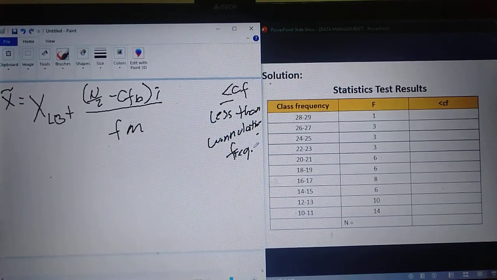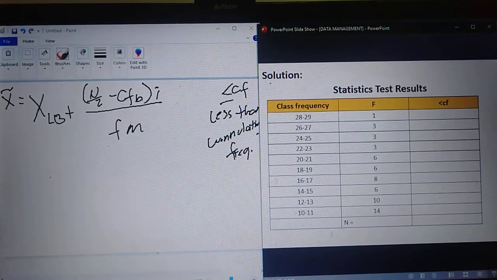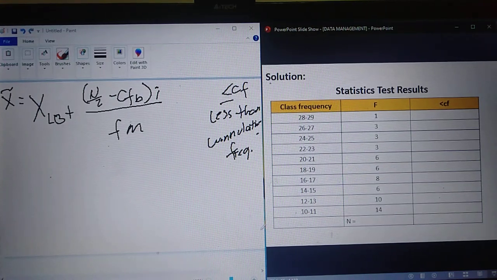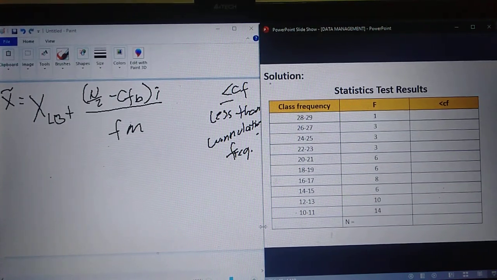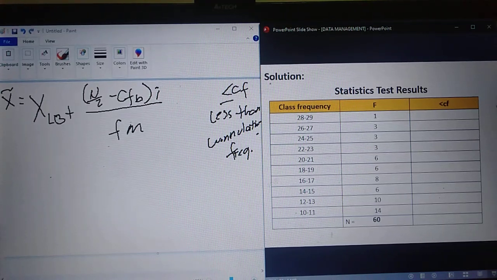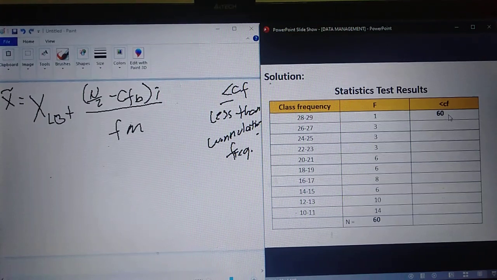Ayan. Paano kumuha ng less than cumulative frequency? First, get the total number of frequency muna. Kunin mo muna yung total number ng frequency. And what is the total number of frequency? We have 60. I-add mo itong 60. Now, always remember, the total number of frequency will be the first element. Kung 60 to, dapat 60 to. Kung 45 to, 45 din to. Kung 20 to, 20 din dapat to. The total number of frequency will represent the first element here sa classes natin.